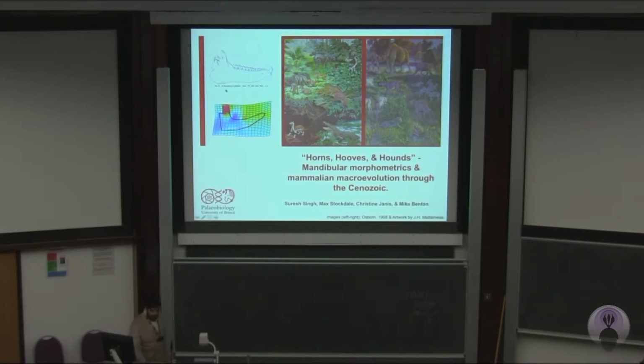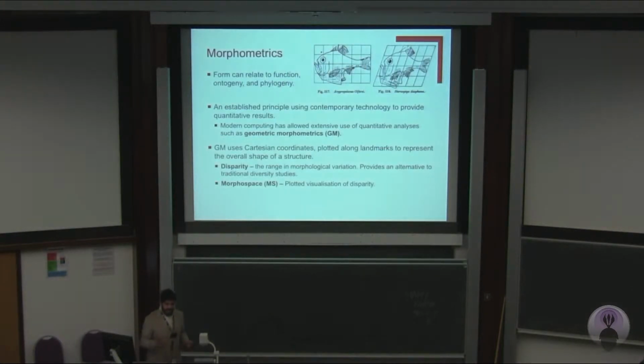Okay, so horns, hooves and hounds: mandibular morphometrics and mammalian macroevolution through the Cenozoic. Morphometrics is a modern take on studying form and morphology. Form is highly informative. It can relate to function, ontogeny and phylogeny, and therefore morphometrics is an invaluable contemporary approach, providing quantitative data that can be statistically refuted or proved.